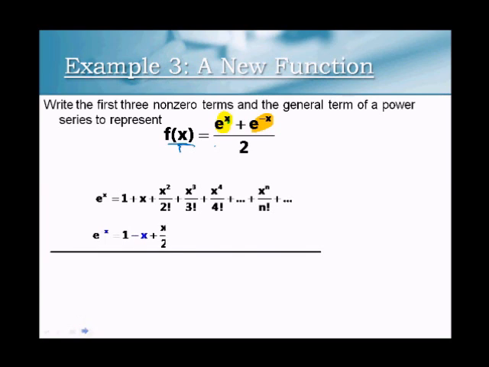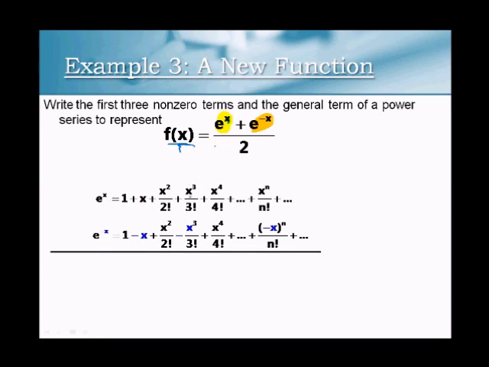e to the negative x equals 1 minus x plus x squared over 2 factorial minus x cubed over 3 factorial, etc. All I'm doing is taking the Maclaurin series I just put on the screen, the one right here, and I'm replacing all of my x's with negative x's. And anytime you have an odd power, that's going to replace that term with its opposite. So x cubed is going to become negative x cubed, etc. The even powers aren't going to change, though, of course.